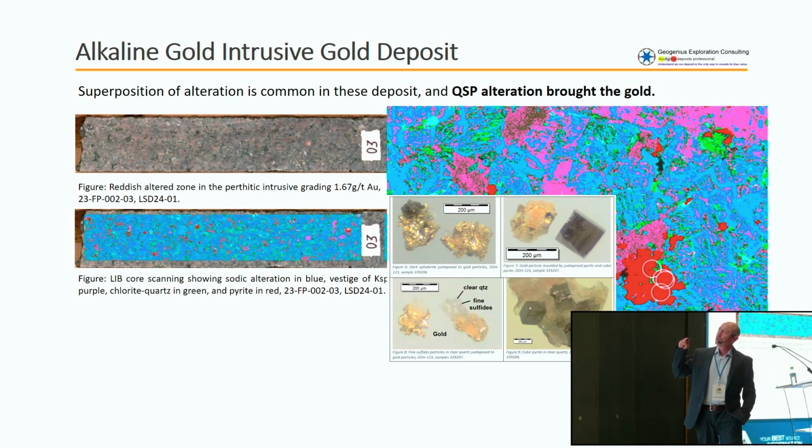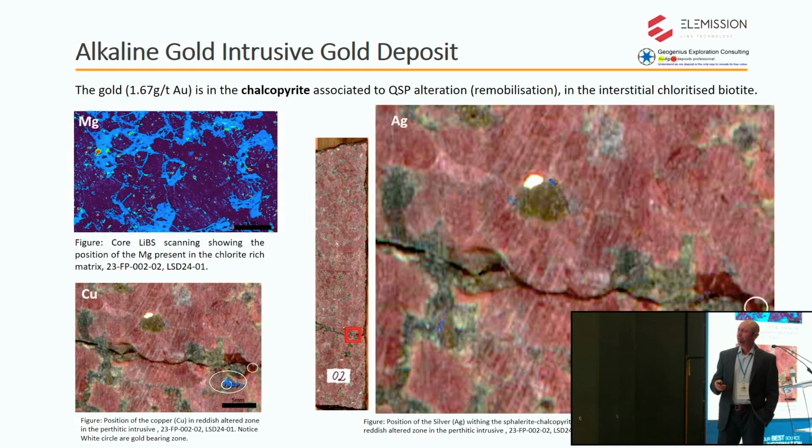Was the QSP breaking gold? I don't know, but I know it has a capability to remobilize. I know that. Okay, another picture. In that case, we suspect that we have a gold endowment in the intrusive because there was gold related to chalcopyrite and to sphalerite also.